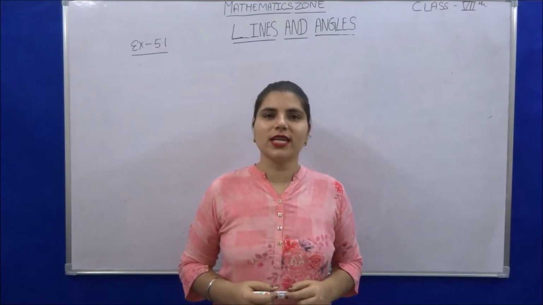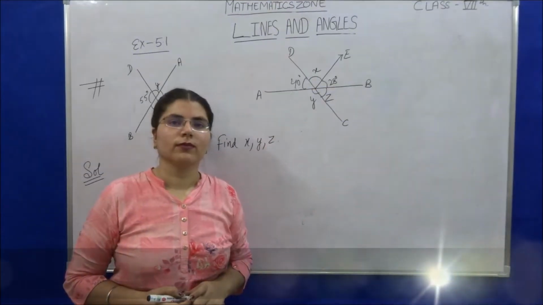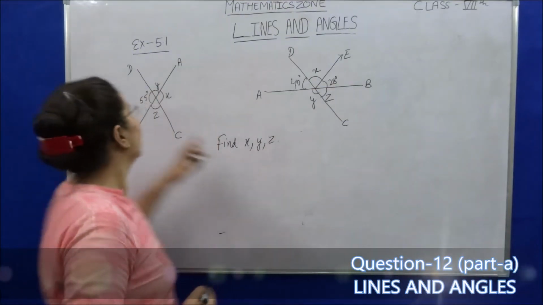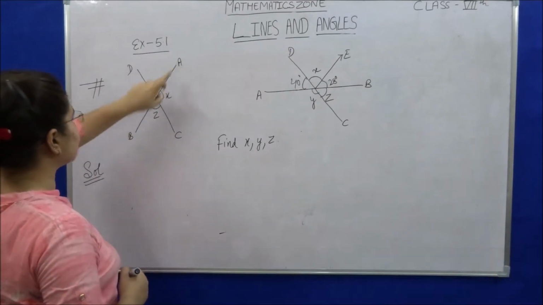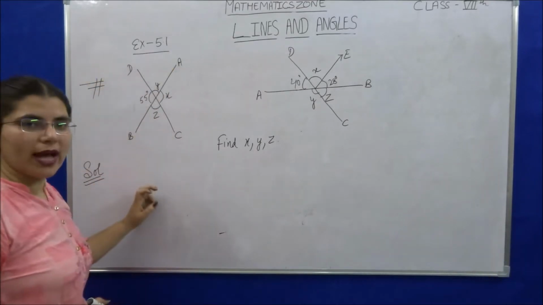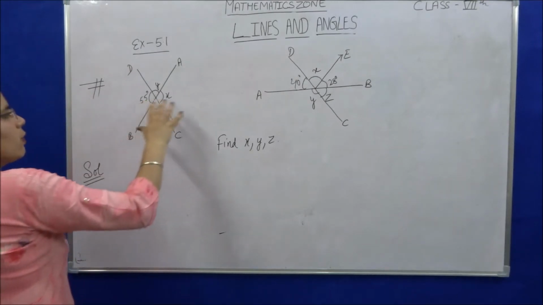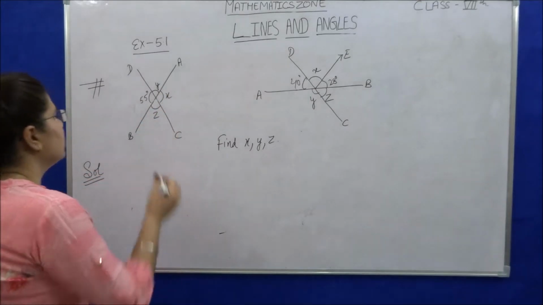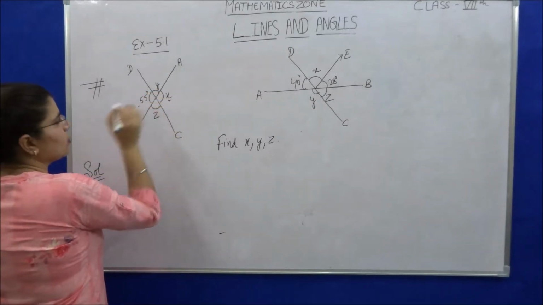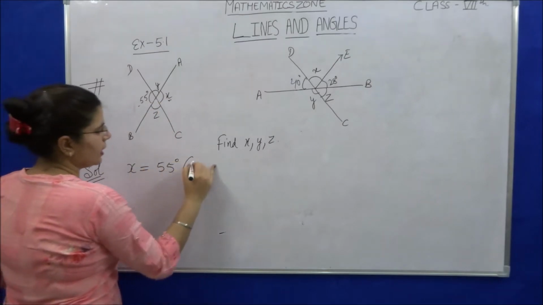Question 14 of exercise 5.1. The chapter is lines and angles. Let's do the next question. Here a figure is given to us in which AB and CD are two lines intersecting at a common point. Now we want to find the measures of angles X, Y and Z. Firstly, we know that angle X is equal to 55 degrees by vertically opposite angles.